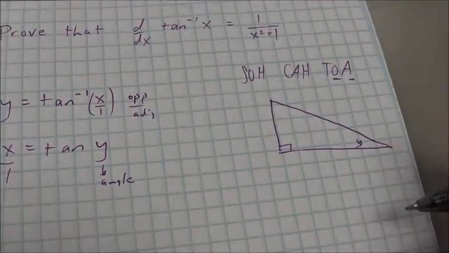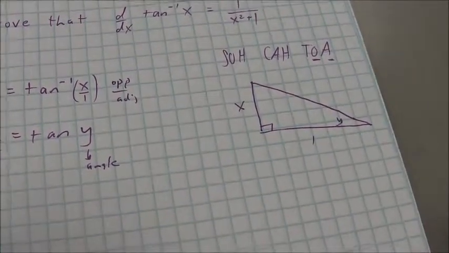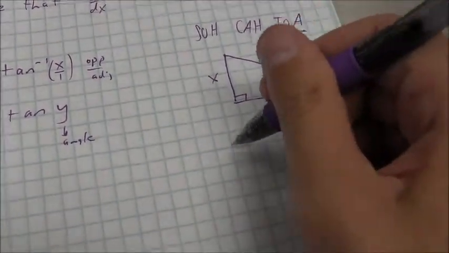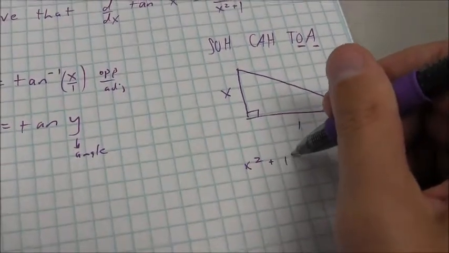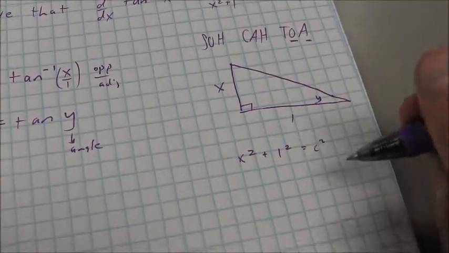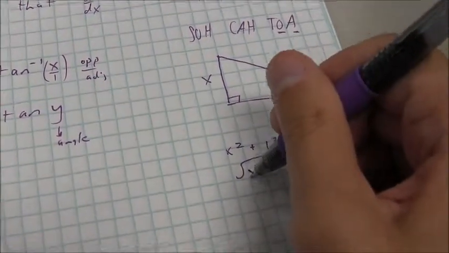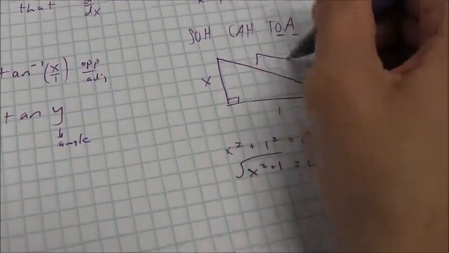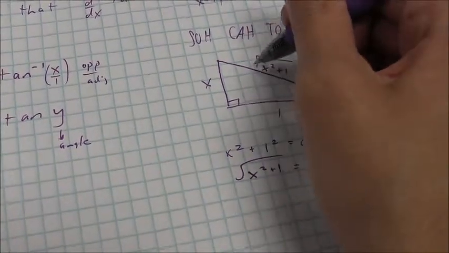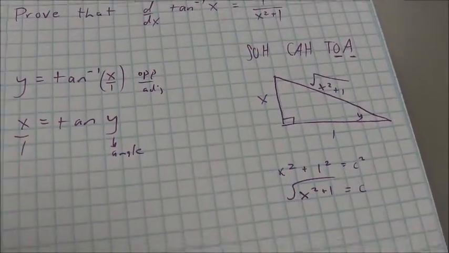Tangent is an opposite over an adjacent side. So I can label my graph that way. My opposite side is x, my adjacent side is 1. According to the Pythagorean theorem, x squared plus 1 squared is supposed to equal the hypotenuse squared. And that means that my hypotenuse is the square root of x squared plus 1.